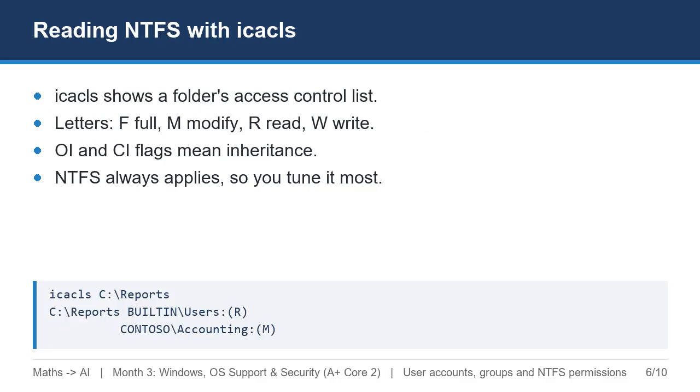You read and change NTFS permissions with icacls, spelled ICACLS. Running it on a folder lists its access control list. The letters are shorthand: F is full control, M is modify, R is read, W is write. You'll also see OI and CI flags, which mean the permission is inherited by files and subfolders. Because NTFS always applies, it's the system you'll spend the most time tuning.